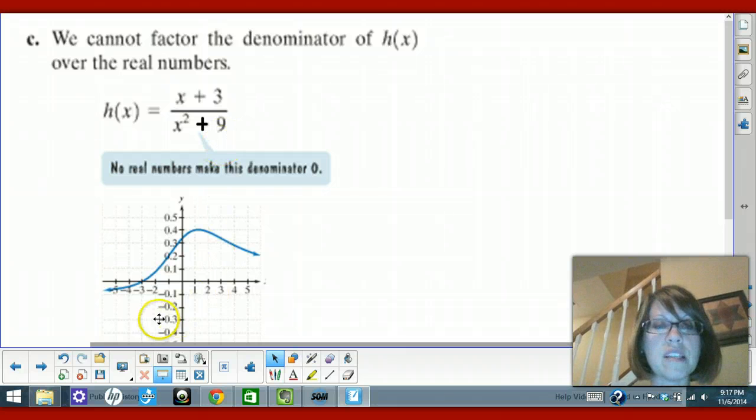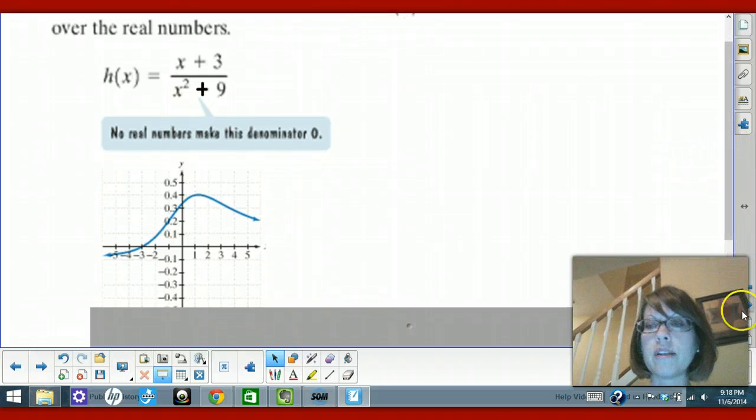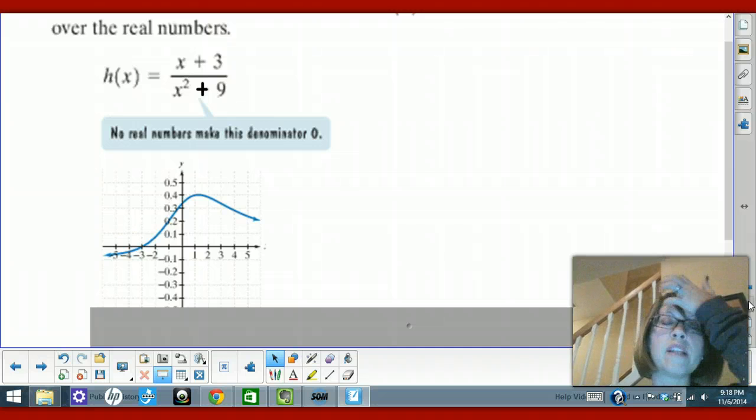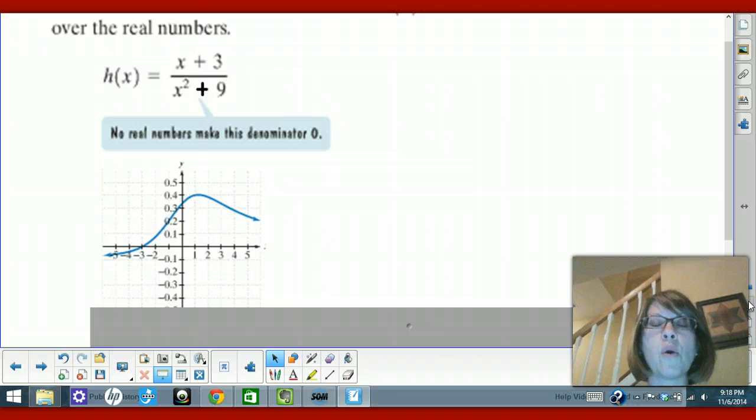Okay, and you can see this kind of funny shaped graph that we have here in part C. All right, no vertical asymptotes there because nothing would make the denominator 0. Thinking back to example 1, objective 1, finding domain. If nothing will cause this denominator to be 0, then we have no domain issues, and that domain would be -infinity to +infinity.